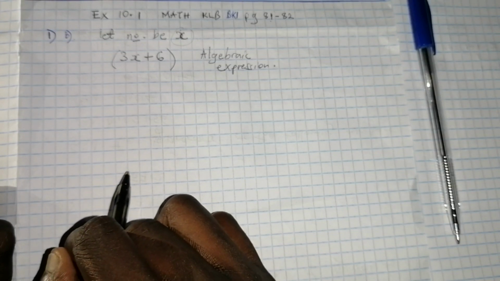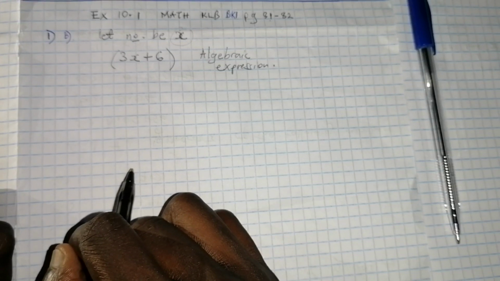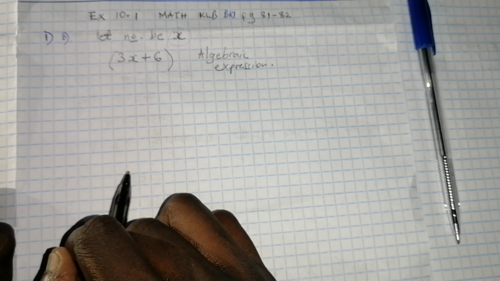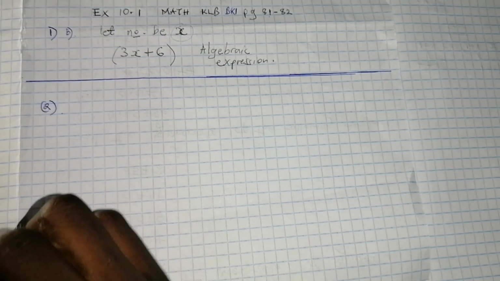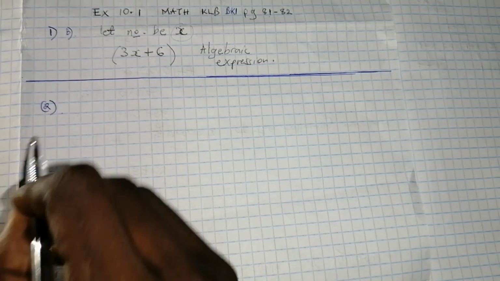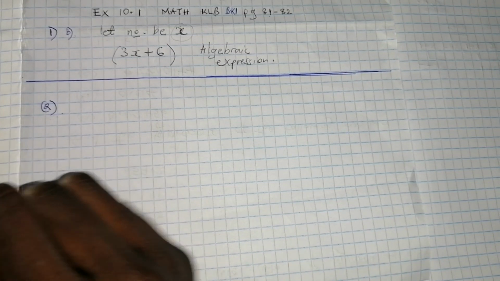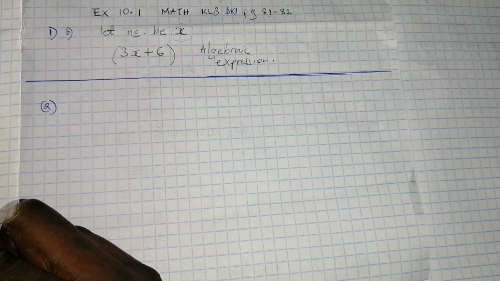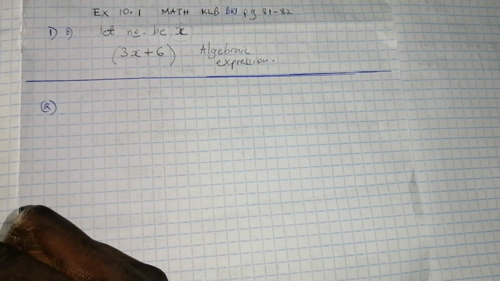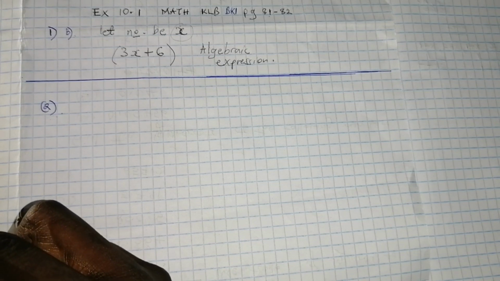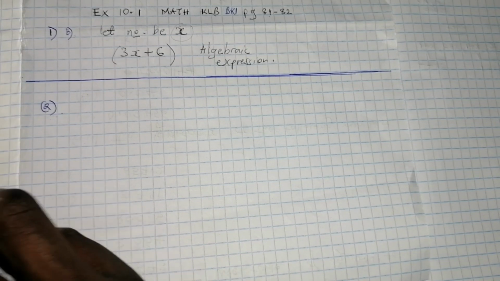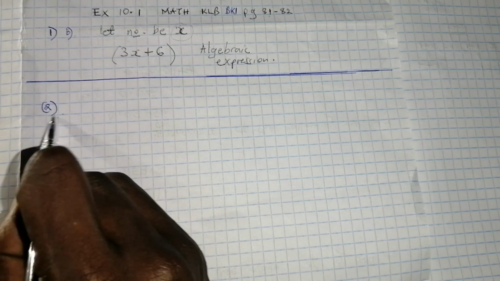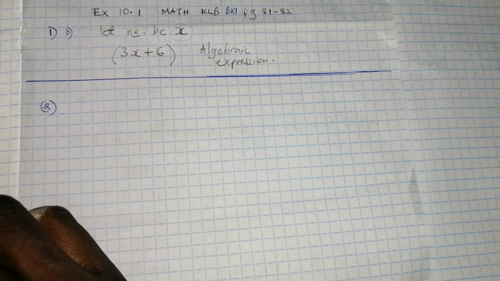You can pause the video or just rewind the video so that you can also understand what the question is, if you are unable to access that mathematics textbook KLB Book 1. Now let's go through the second question, that is question number 2 on exercise 10.1. I will not be in a position to do all the questions. I will just pick sample questions on this exercise.